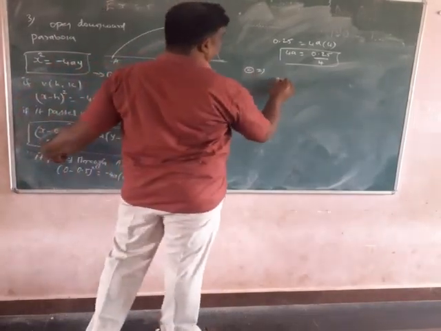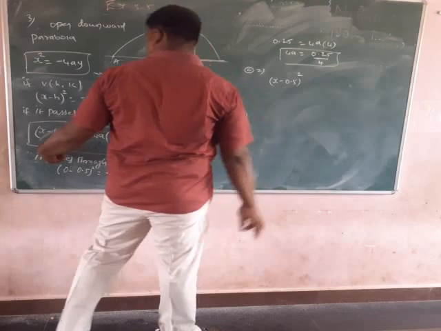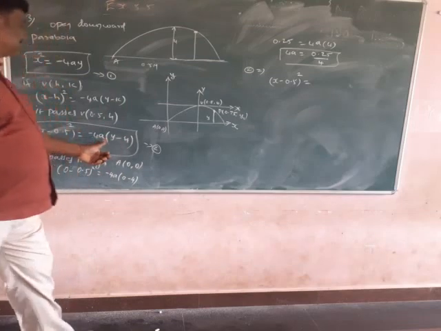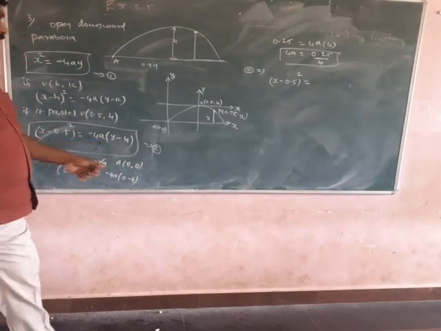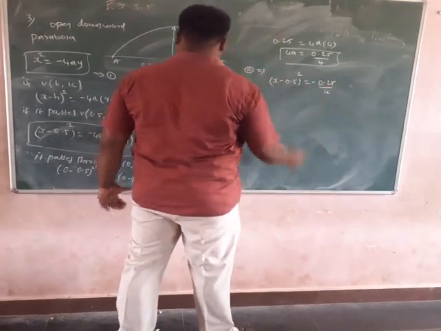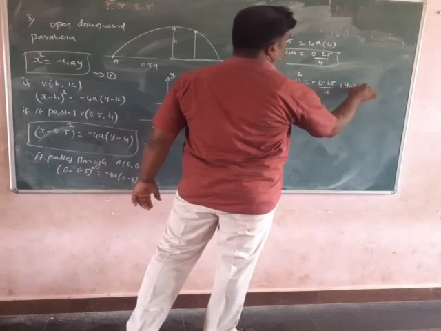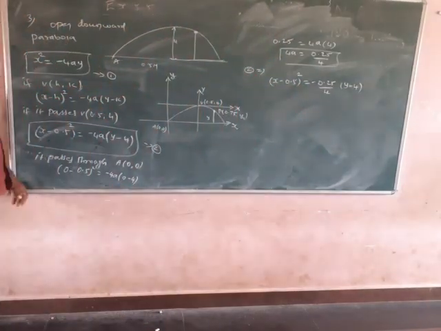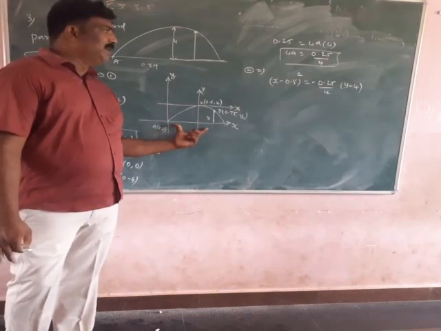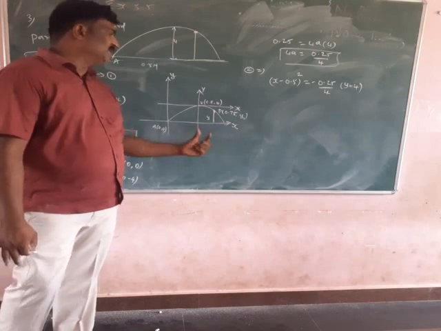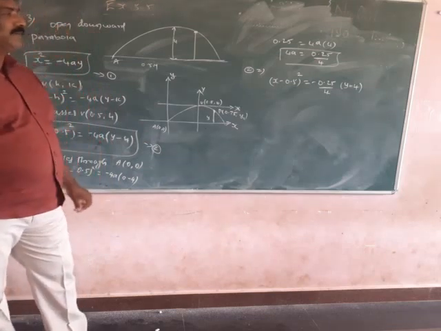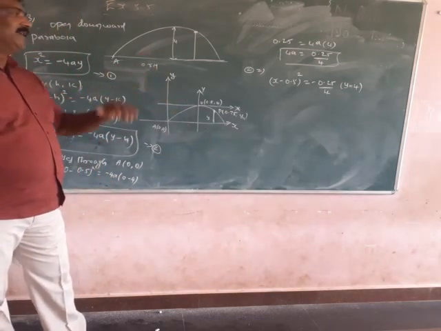Then equation 2 becomes (x minus 0.5) whole square equals 4a, which is 0.25 by 4, into (y minus 4). Now we need to find the height at the distance 0.75 meters. For that, we consider the point as (0.75, y1), so we need to find the height at that point.